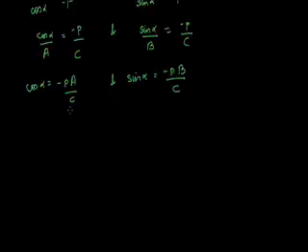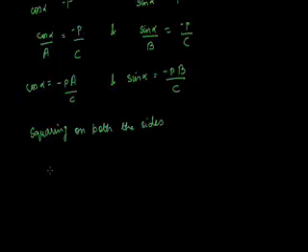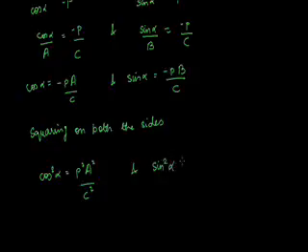Now squaring on both the sides, I can say that cos square alpha is equal to p square a square upon c square, as squaring on both sides will remove the minus sign over here. Similarly, squaring on both the sides in this equation, that is sin alpha is equal to minus p into b upon c, will remove the negative sign over here, and sin square alpha is equal to p square b square upon c square.